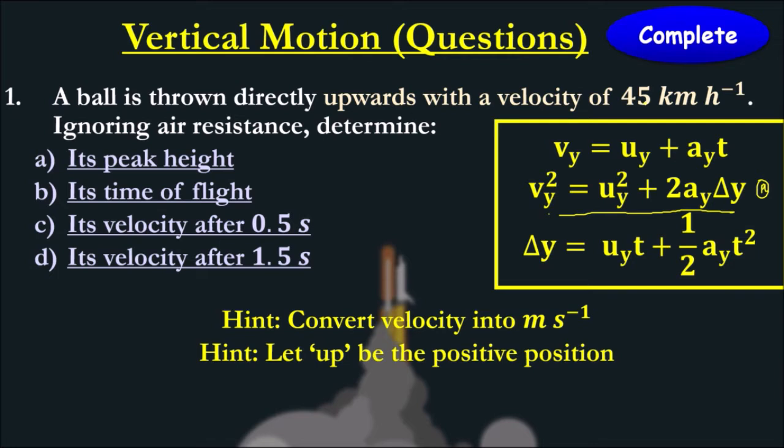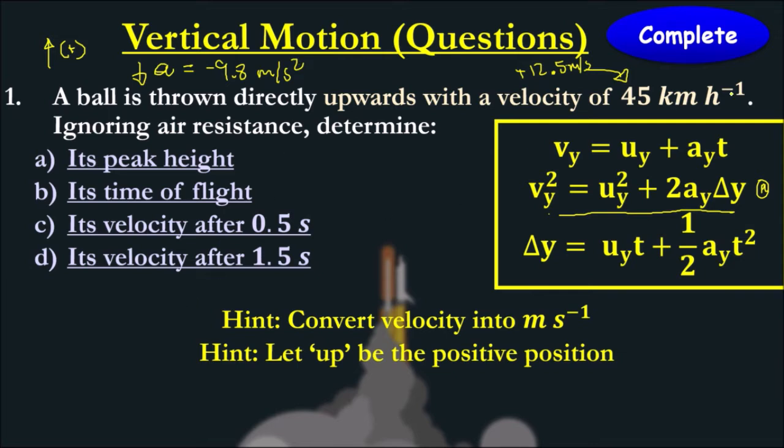So we have an original velocity of 45 kilometers per hour. Let's convert that into meters per second. So originally it was going 12.5 meters per second upwards, and I'm going to say that up is positive. I also know that down for acceleration is negative 9.8. So it's something that you automatically know to begin with, so you can always put that in.